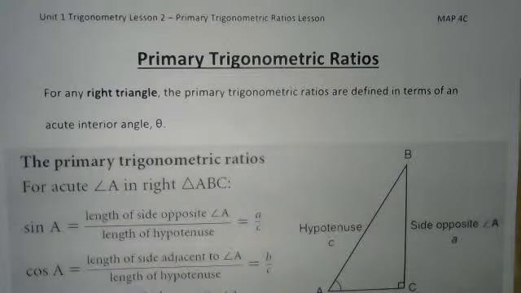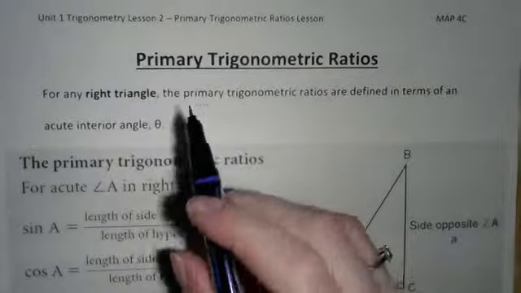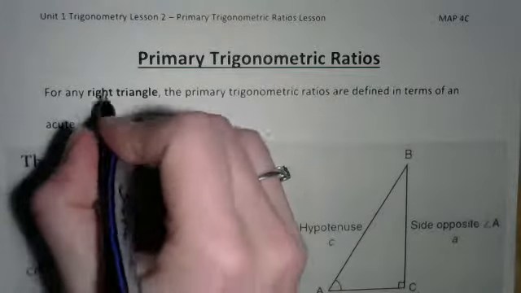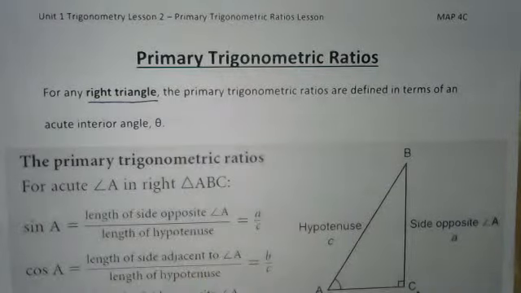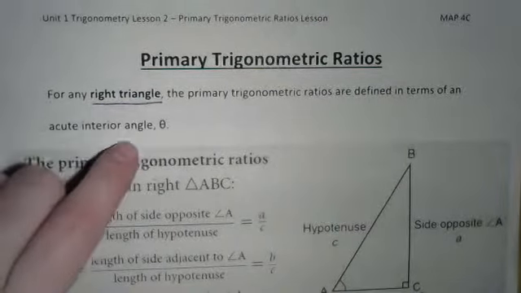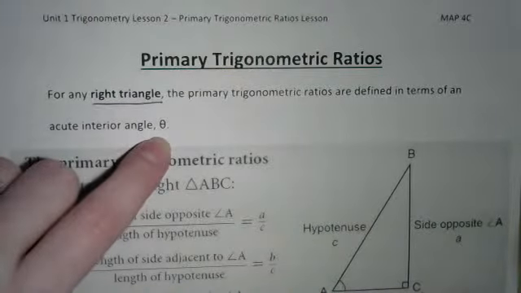So this lesson is on the primary trigonometric ratios. This is lesson 2. First of all, what we are going to be dealing with in this lesson is primarily right angle triangles. Okay? So for any right angle triangle, and that's important, the primary trigonometric ratios are defined in terms of an acute interior angle. We call that theta.